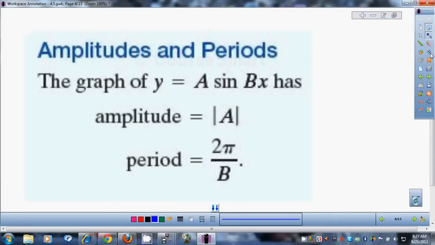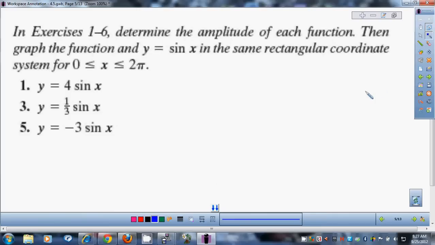So let's look at those first. Determine the amplitude, then graph the function. I'm going to be giving you specific ones to graph today, so you don't have to graph every single problem. What is the amplitude of number 1? 4. It's just the number being multiplied at the beginning. Positive or negative, you tell me the positive. What's the amplitude of number 3? 1/3. What's the amplitude for number 5? 3. Yeah, that's all it is. That's the only way you have to find those.